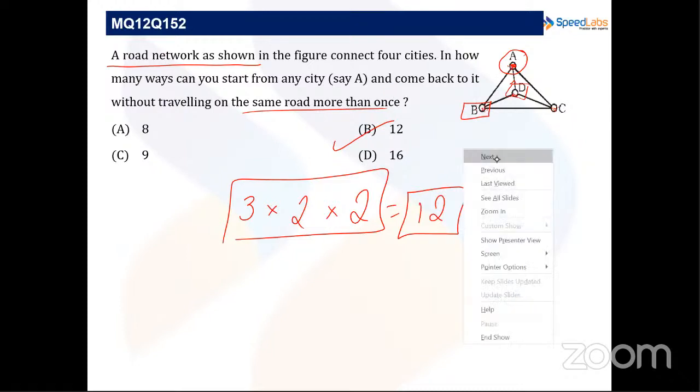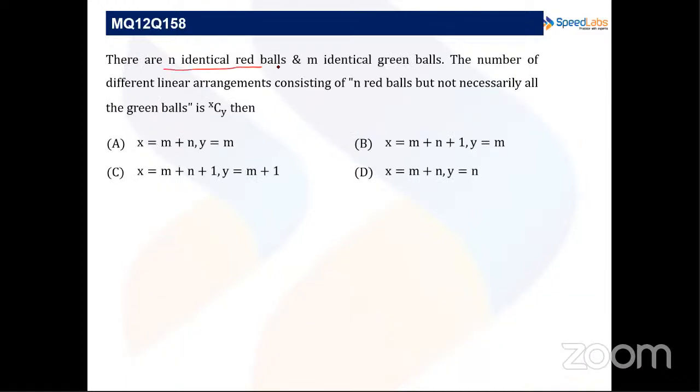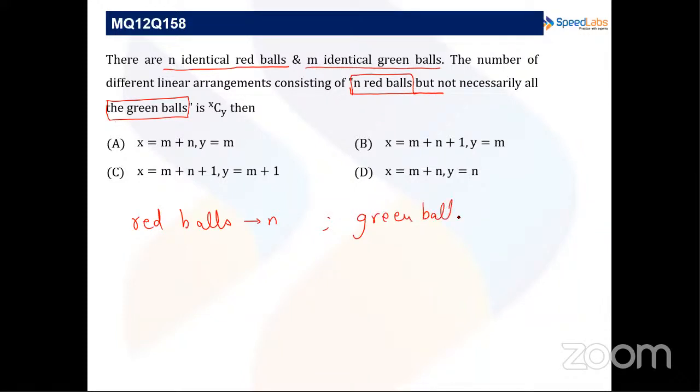Moving to the next question. There are n identical red balls and m identical green balls. The number of different linear arrangements consisting of n red balls, so we have to select all the red balls, but not necessarily all the green balls. So green balls have that option. Red balls: all n, and for green balls the value can range from 0, 1, 2 and so on up to m.